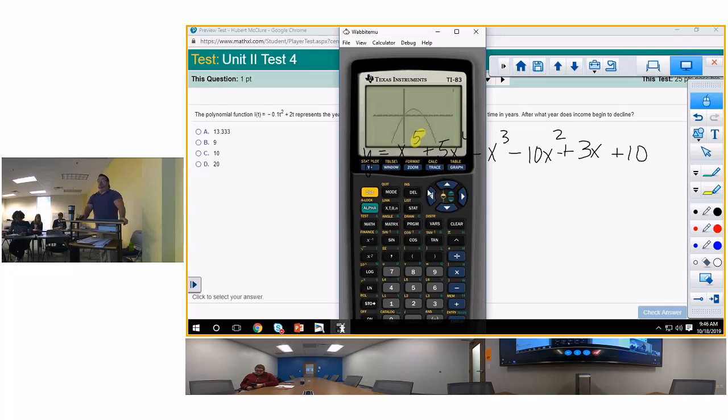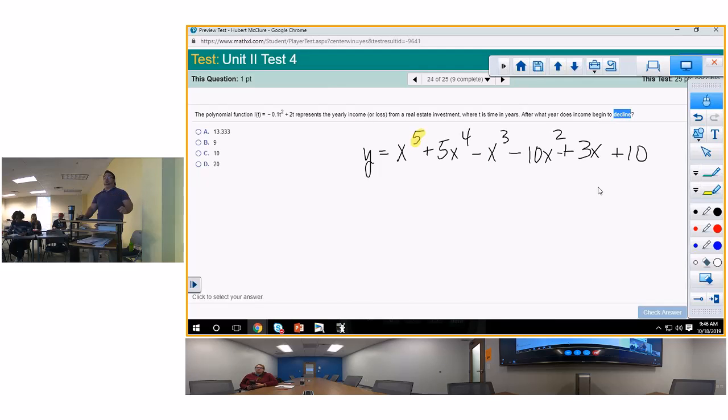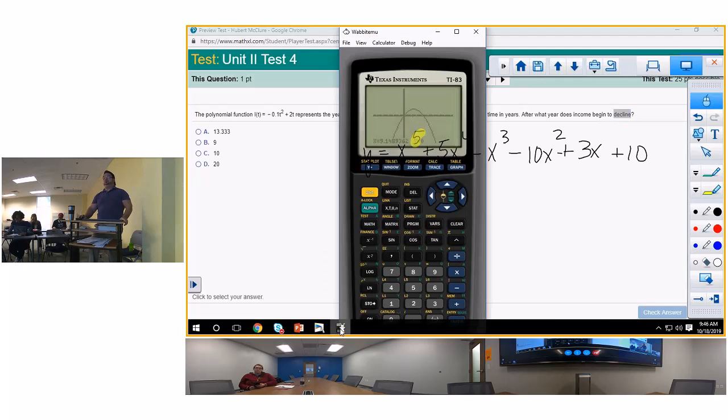Now you need to focus where? After what year does the income begin to what? Give me another word for decline, starts with a D. Down? Nope, but that's good. It's got 2 syllables. Decrease. What have we been talking about with completing the square? Increasing and decreasing. So you've got to find the vertex, or in this case, the max. So second trace, max.